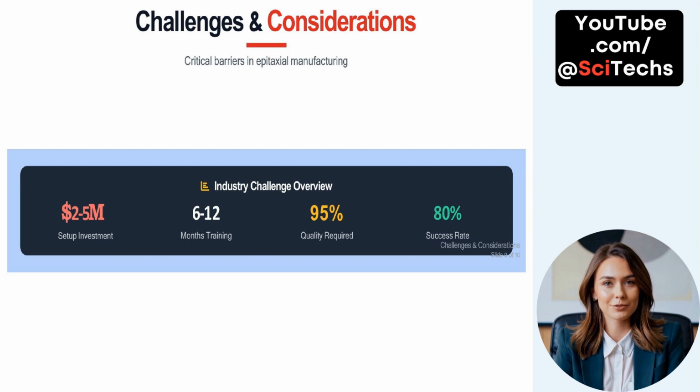The process itself demands a high degree of precision, with a minimum quality requirement of 95%. This means that even small deviations can lead to failure, rework, or yield loss. Despite these challenges, the success rate across the industry remains relatively high at around 80%. This indicates that while difficult, success is achievable with the right combination of investment, training, and process discipline.